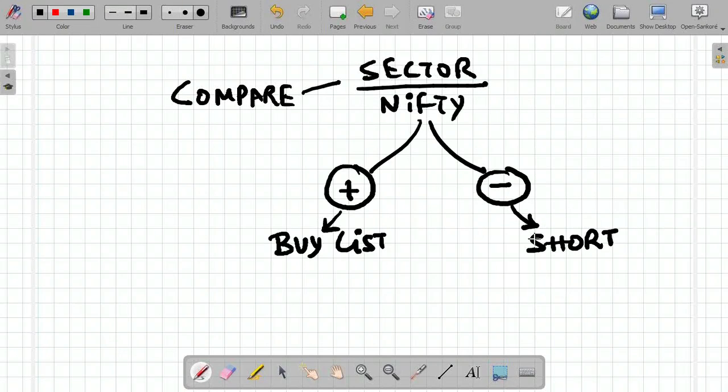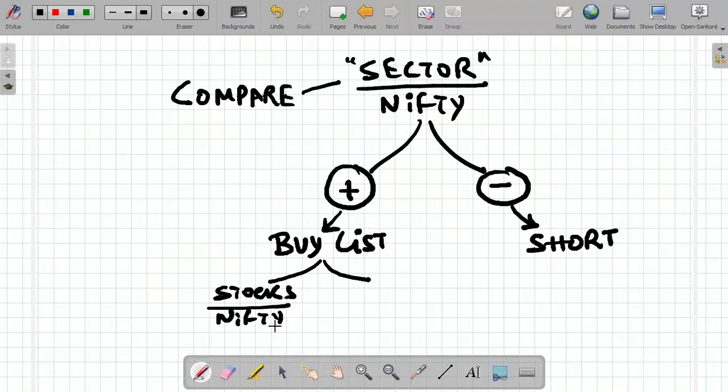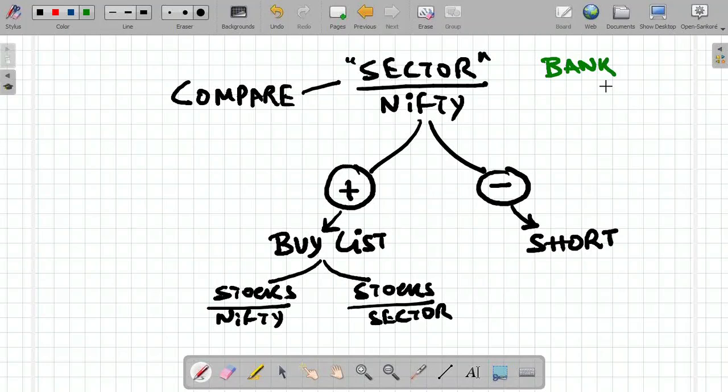Done. All right. Now once you have the relatively strong sectors, we are in sector right now, the same concept goes to your stocks. For this buy list, you compare the stocks upon Nifty and those same stocks upon the sector. The example that we took right now was that of Bank Nifty. So the first step is we scan all the NSE sectors upon the Nifty.